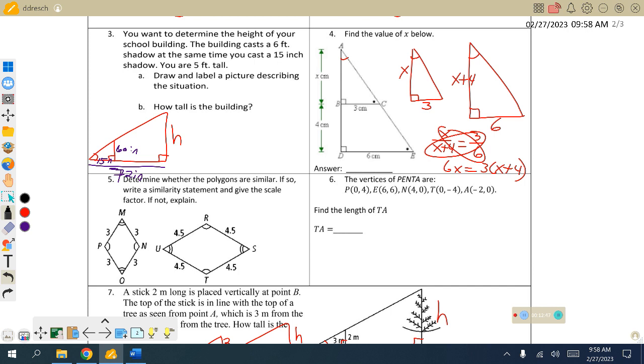Okay, but it's the exact same picture you're going to keep seeing. If you want to separate those triangles, you can, but hopefully you don't. Height of the building is h. Height of you is 60. Shadow of the building is 72 inches. Shadow of you is what? 15. To the cross products you go. 15h equals 60 times 72.